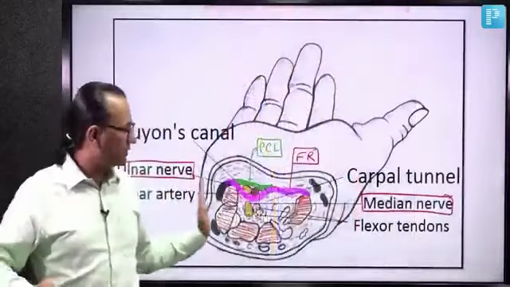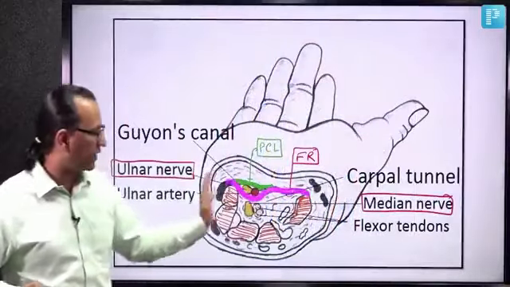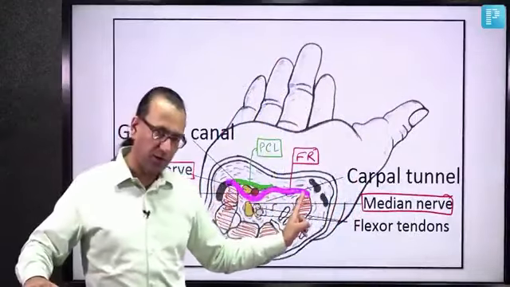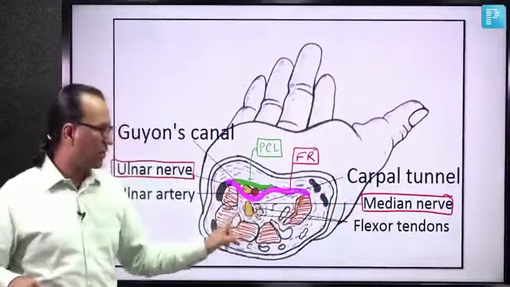As we have taken a section here in the hand, we can understand this pink color is the flexor retinaculum, and deep to the flexor retinaculum you will find this is the median nerve.